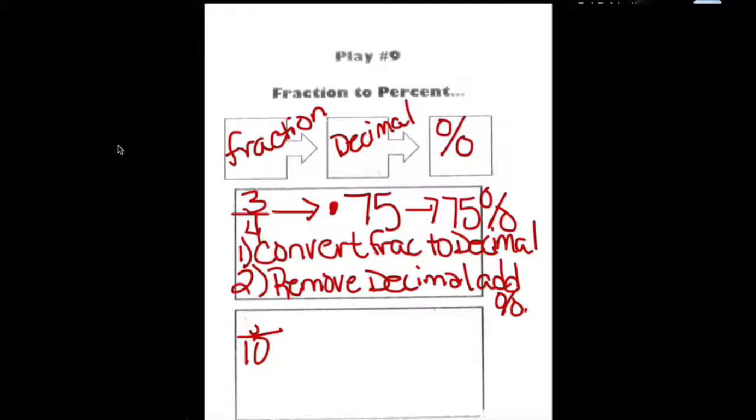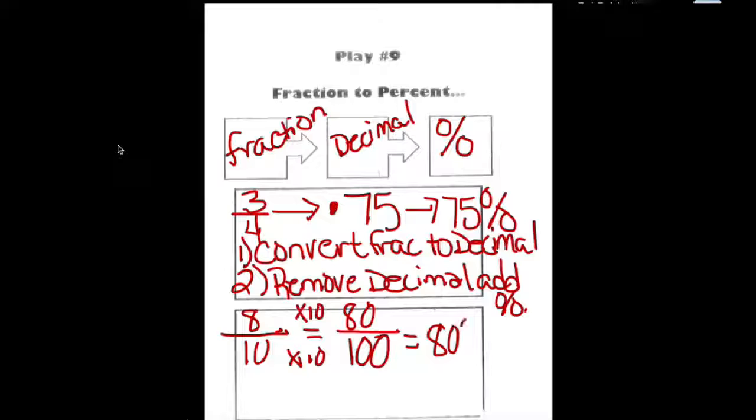Let me erase that 8. It's kind of messy. Let me write it again. Let's say you got an 8 out of 10 on your homework, and you want to know what percent that is. Okay. Another easy way to do this, you could convert it to a decimal, which is 0.8, and then change that to 80%. But you can also think, this equals what equivalent fraction can you make with 100 in the denominator? 10 times 10 is 100, so 8 times 10 is 80. And that means that it's 80 out of 100, or 80%. Okay, pretty easy, right? Not hard at all.